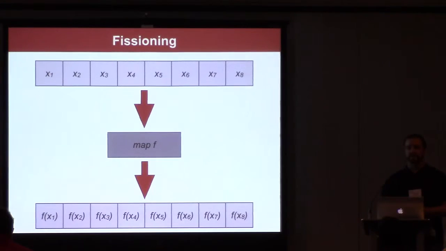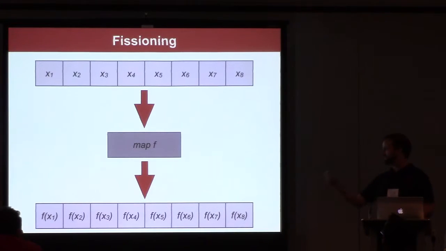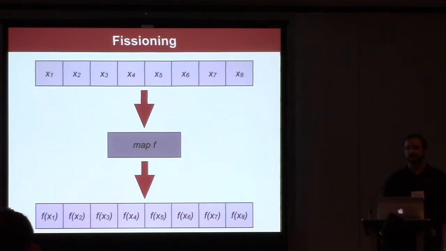So what I mean by fissioning is, here's the most straightforward example. We have this vector up at the top of x1 through x8, and then we run this through map, and then you get f of x1 through f of x8 out in the result. And then since GPUs are great at doing massively parallel computations, this just runs in parallel, and it all works.